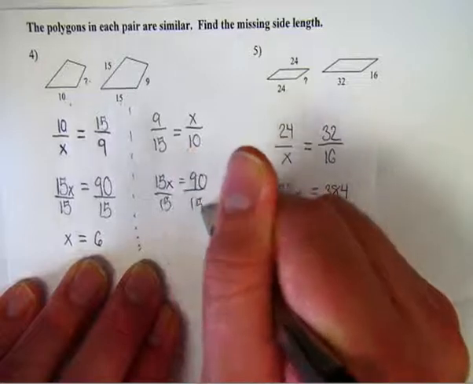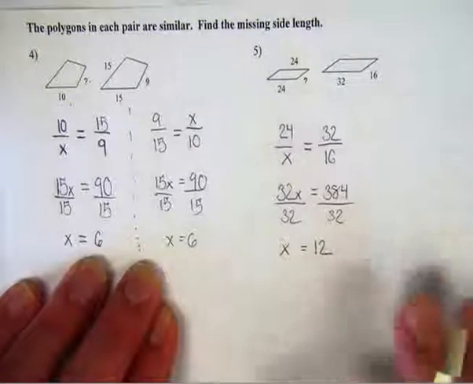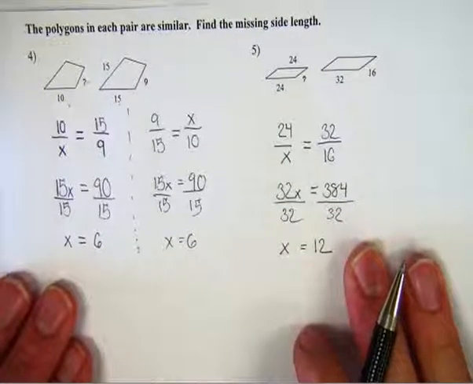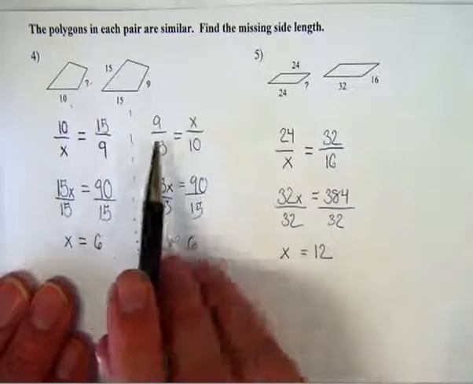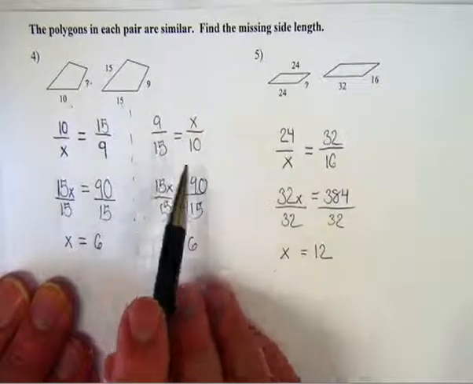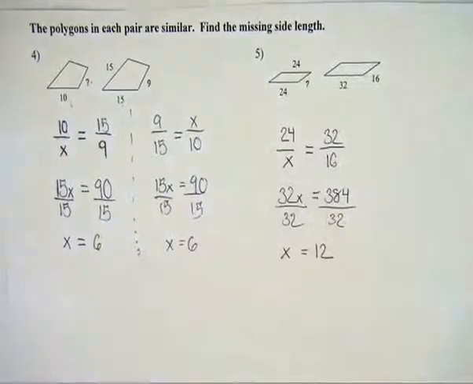That bugs me to leave this unfinished, so I'll just go ahead and state that this is x equals 6. There's multiple ways to work this problem. Both are correct. You may choose whichever way you want. So long as corresponding parts go in the right position, you should get a correct answer.